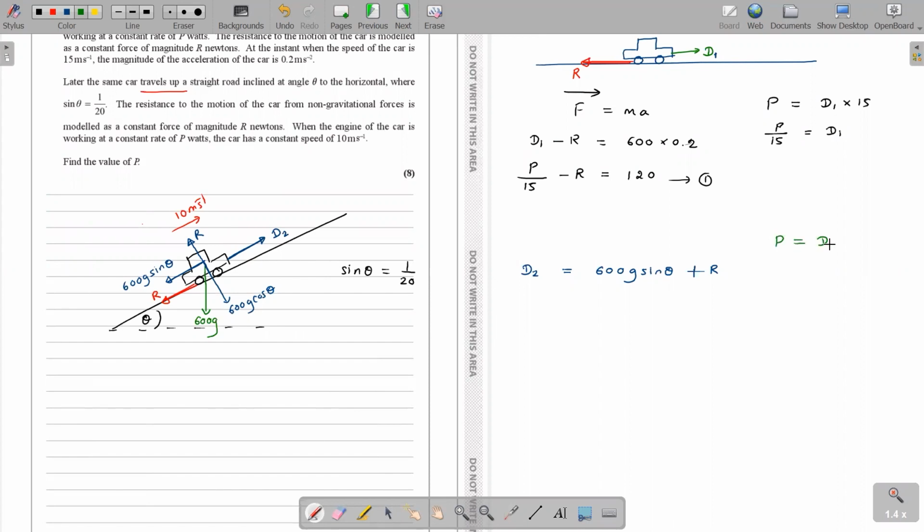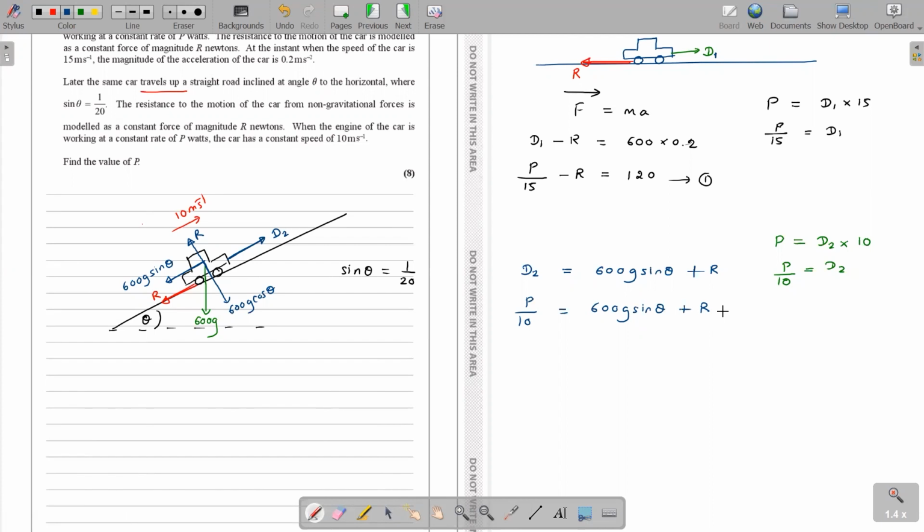Power equals driving force times velocity, and in this case the velocity is 10. Power equals D V, driving force times velocity. Basically my driving force D2 is P over 10. So now this time replace D2 with P over 10 equals 600 g sine theta plus R. So now we have a pair of simultaneous equations. It's a matter of solving these two equations and getting the value of P.